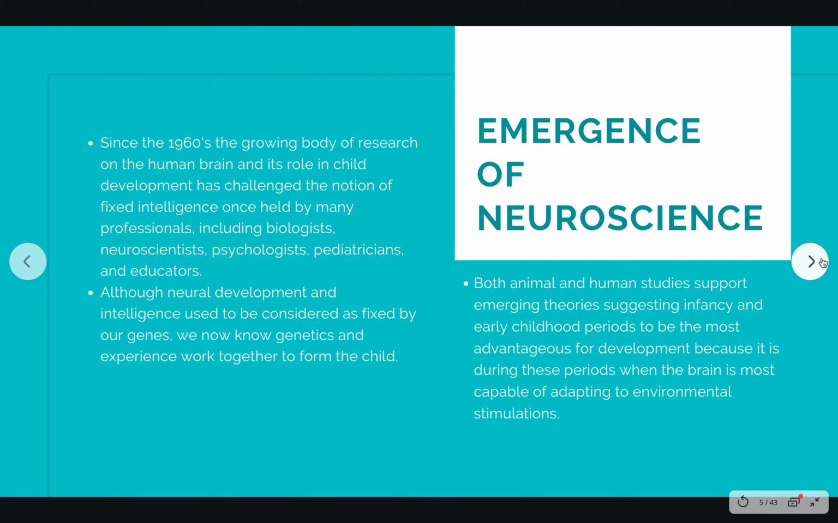Since the 1960s, the growing body of research on the human brain and its role in child development has challenged the notion of fixed intelligence once held by many professionals, including biologists, neuroscientists, psychologists, pediatricians, and educators. Although neurodevelopment and intelligence used to be considered as fixed by our genes, we now know genetics and experience work together to form the child.